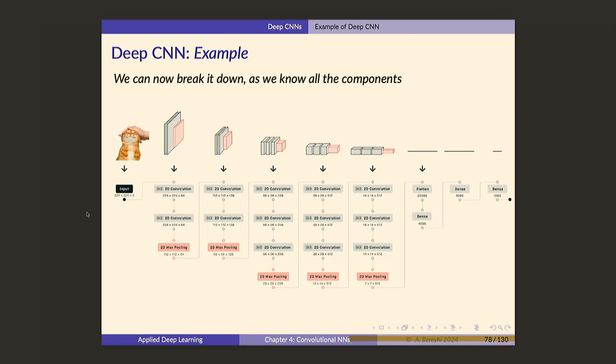And RGB. Now, this is going to go into the first convolutional layer. And the number that you see under that is the output size, so the size of the tensor at the output. Here it is 224 times 224 times 64. So the next layer is 224 times 224 times 64.